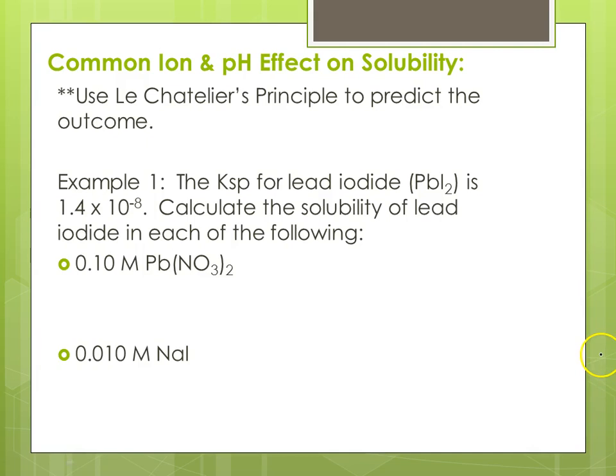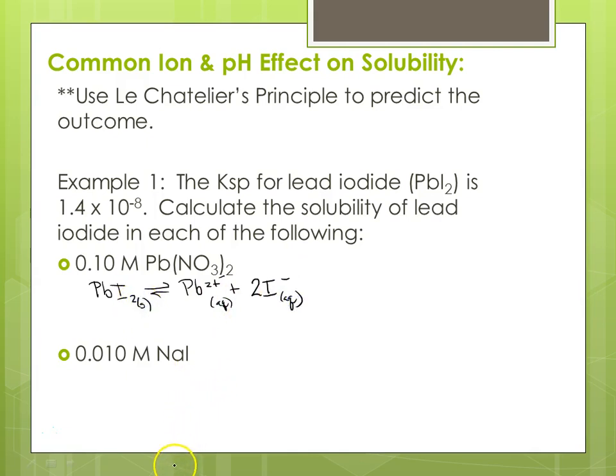KSP for lead iodide is 1.4 times 10 to the negative 8th. And you're supposed to calculate the solubility of lead iodide in each of these 2 circumstances. Alright, so let's first just think about what is happening with lead iodide when it comes to equilibrium. So I'm going to get my lead ions, and 2 iodide ions, getting ahead of myself here.